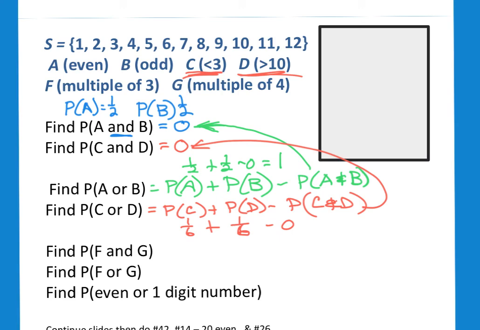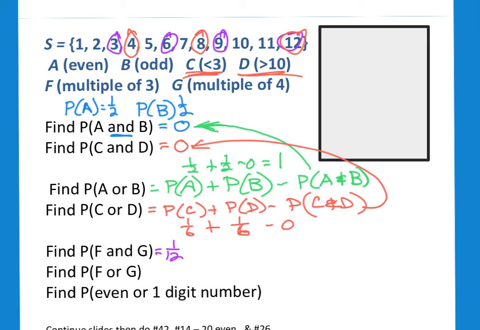And finally, if we find F and G, the probability of F and G. Well, F is a multiple of 3 found in there. I'm going to mark it up at the top. There are the multiples of 3: 3, 6, 9, and 12. And G is a multiple of 4: 4, 8, 12. So the only number up there that is both a multiple of 3 and a multiple of 4 is the number 12. So that's 1 out of 12 for a probability that it is both.